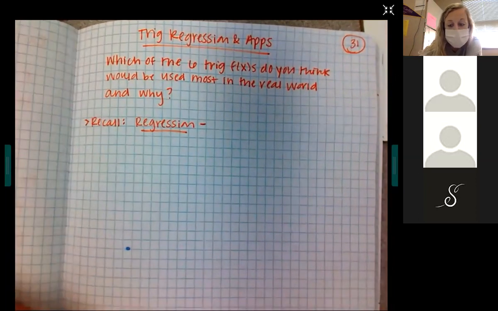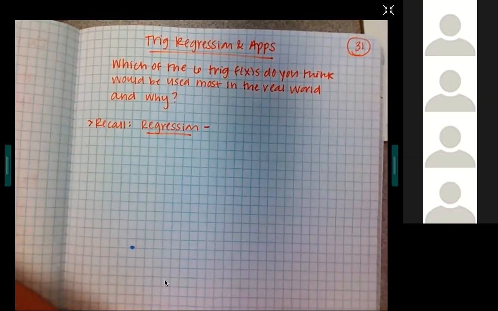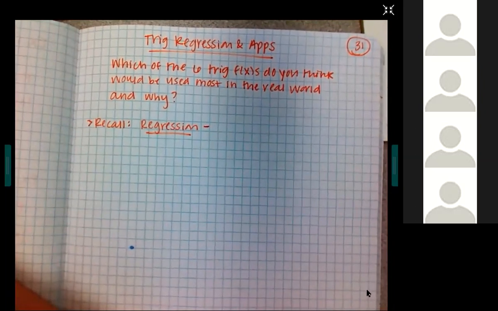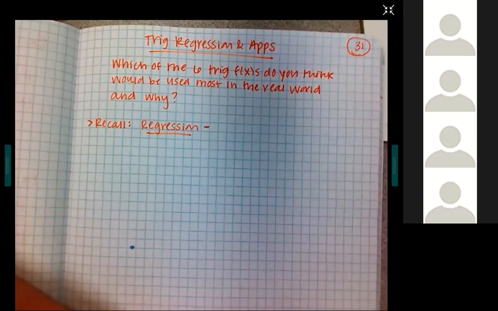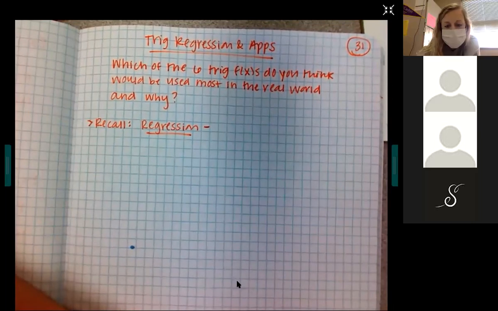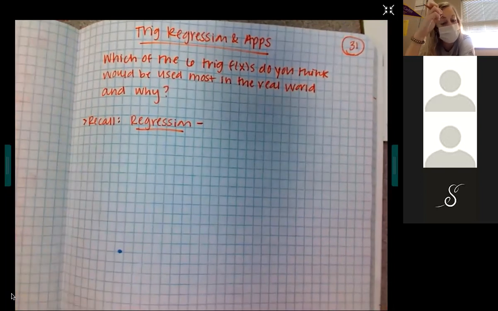Kevin, I'm so sad. And Cody. And Javion. Y'all know what regression is? Jack, Daniel, Tara, and Kelly. I'm real sad with y'all.